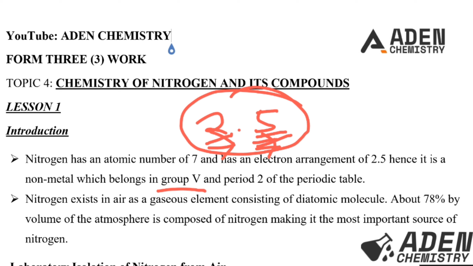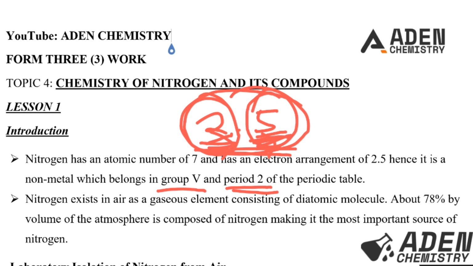Then for us to know the period, we have to check the number of occupied energy levels that the element has. So when we check 2, 5 as the electronic configuration of nitrogen, it has only 2 occupied energy levels. So that means it belongs to period 2 of the periodic table.